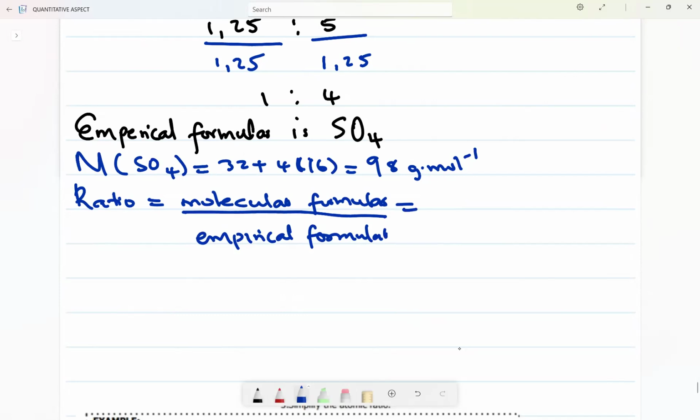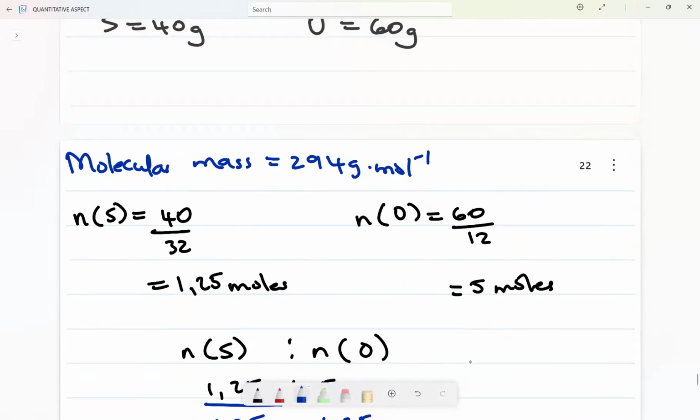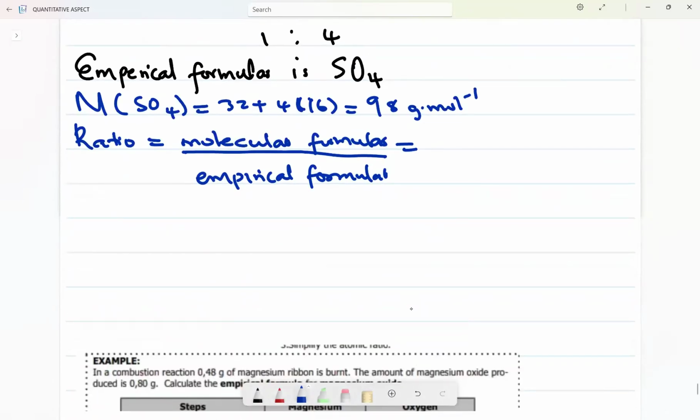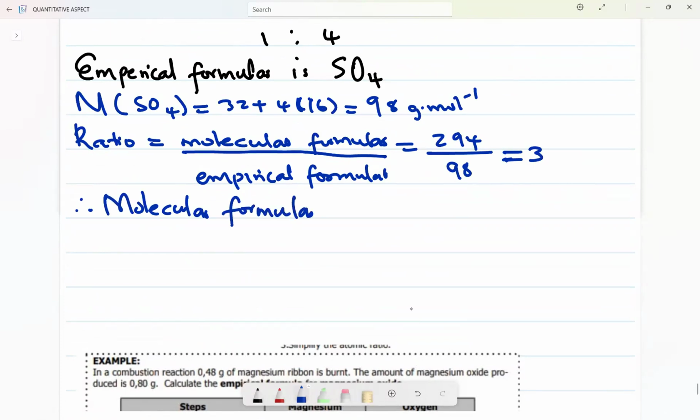So you get that it is going to be the molecular formula. You are given the molecular mass of the molecular formula, which is 294. Then divide that by the empirical formula mass, which is 98, and you get 3. Therefore, your molecular formula is whatever the empirical formula is, multiplied by 3.